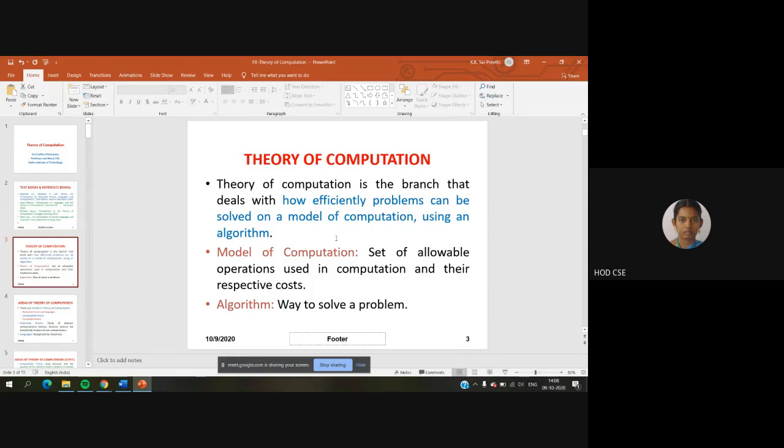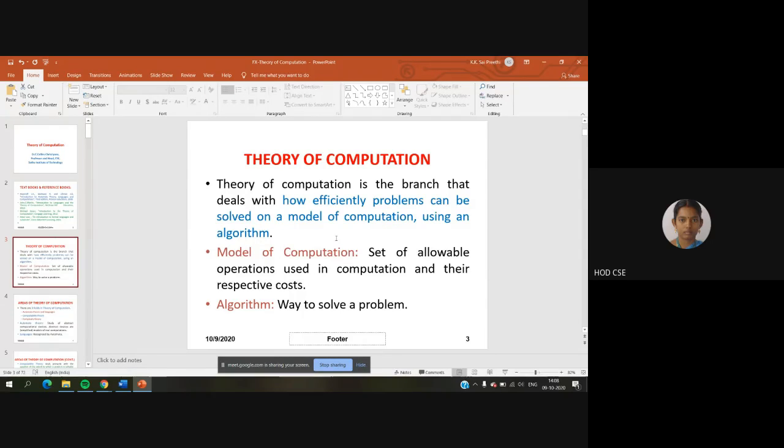So we start with what is theory of computation. Theory of computation is a branch, not only of computer science, it is a branch of mathematics also. It is a branch of computer science and mathematics which deals with how efficiently a problem can be solved on a model of computation. So a model of computation is nothing but a mathematical model, which is represented by some machine structure. And these mathematical models solve the problem with the help of an algorithm.